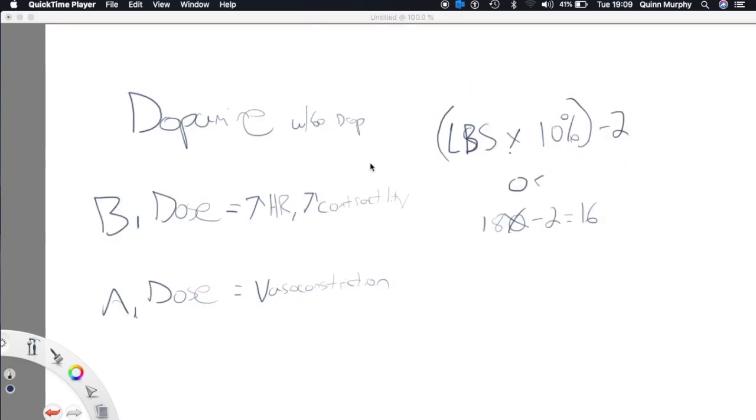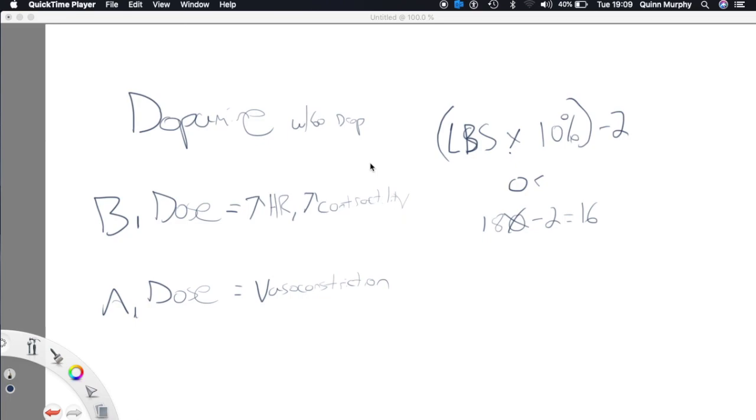Alright, now we're going to talk about dopamine. We hang dopamine with the 60 drop tubing, and we have two dosages that we can give with dopamine, and we titrate them up to effect. The first one is the beta dose, which is what the formula on the right is going to give us. And we give this typically for congestive heart failure or post-cardiac arrest when there's a lot of hypotension.